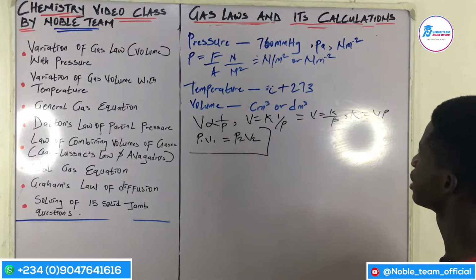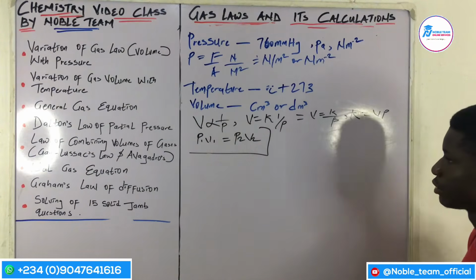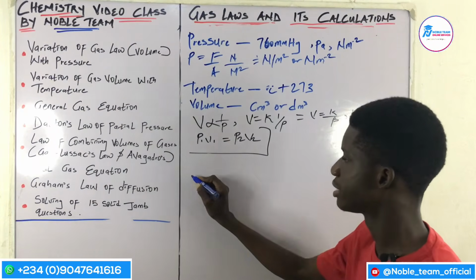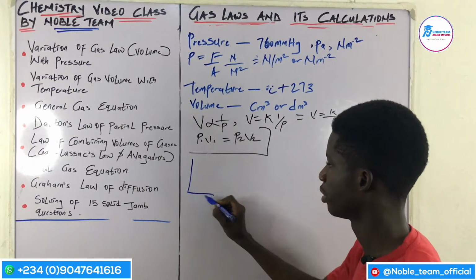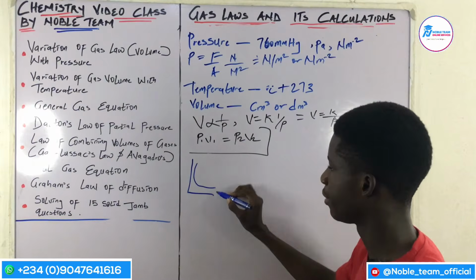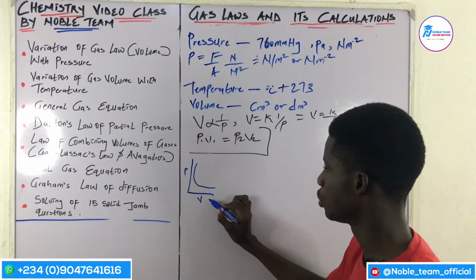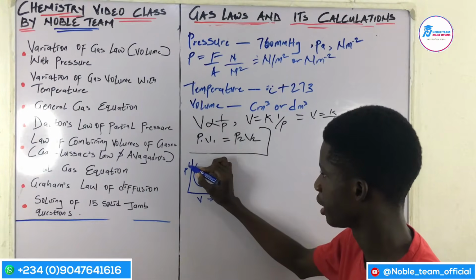So this is the graphical representation of it. I'm going to be using my blue marker to draw the first one. Then this is it. I have a curve here. So this axis is V and this axis is P. So the arrow is moving outward.